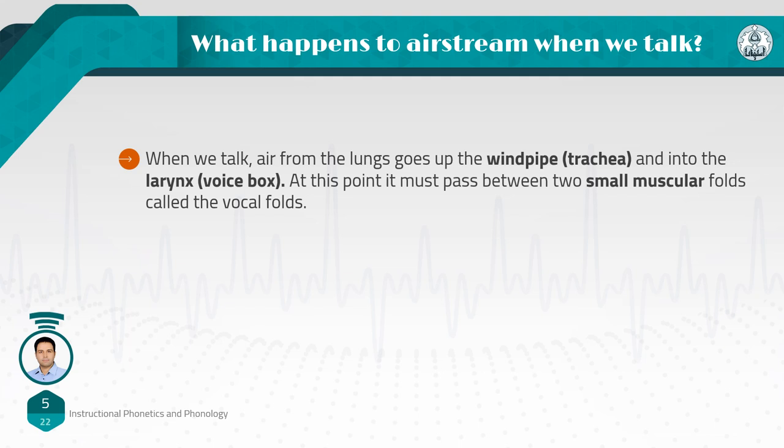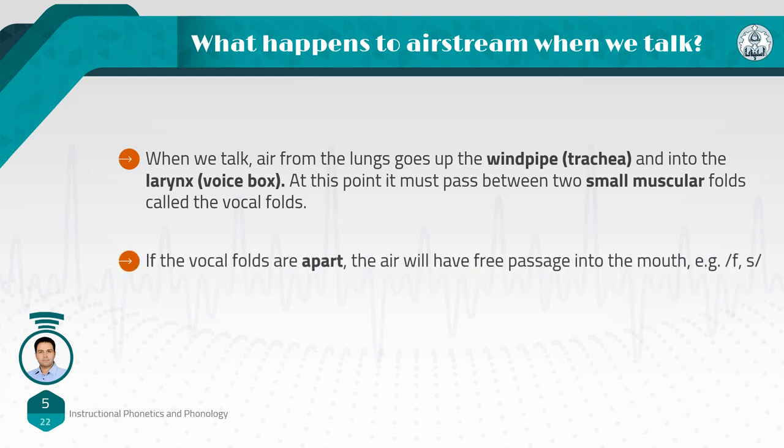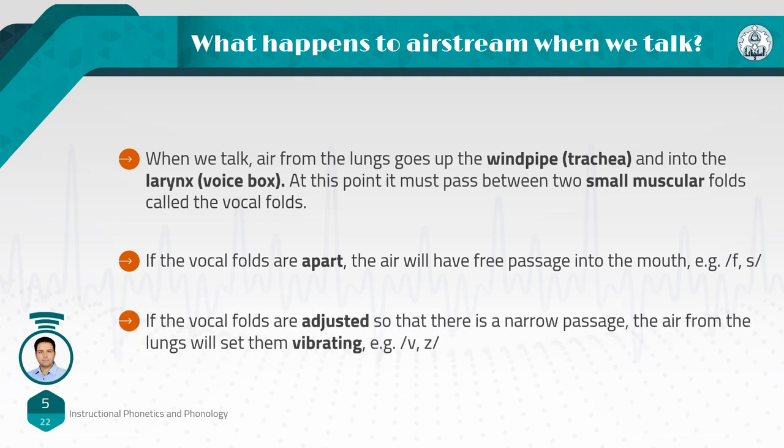But prior to that, when the air is in the larynx or voice box, at this point, the air must pass between two small muscular folds called the vocal folds. If the vocal folds are apart, the air will have free passage into the mouth. For example, when you want to make sounds like f or s, here the vocal folds are apart and the passage of the air is free. But if the vocal folds are adjusted so that there is a kind of narrow passage of air, then the air from the lungs will set them vibrating. Like, for example, v or z or r. These are the sounds that cause vibration.